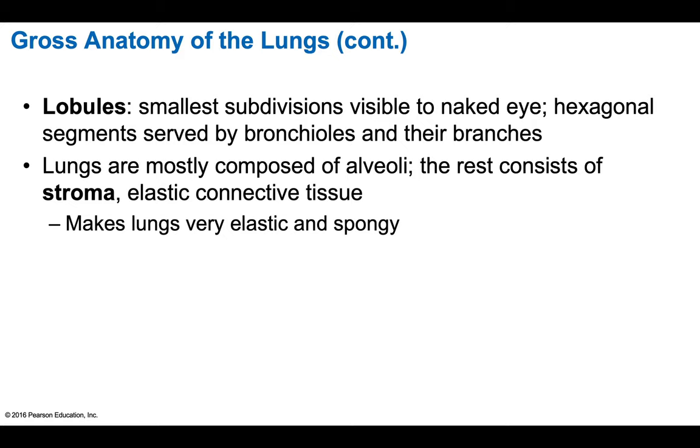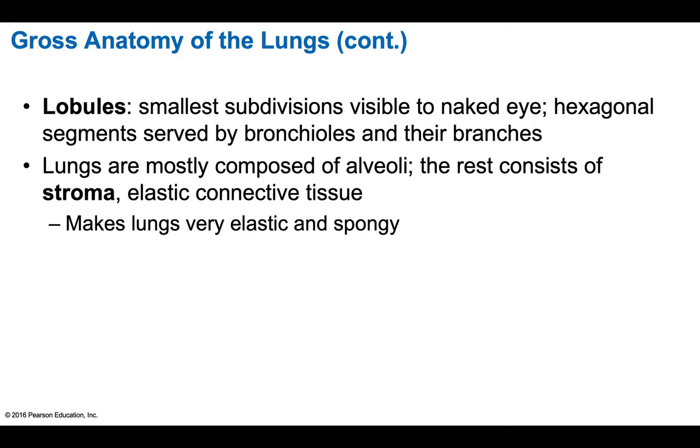Lobules appear at the lung surface as hexagon-shaped structures, and they range in size from about the size of a pencil eraser to nearly 20 millimeters, which is about the size of a penny. One large bronchiole and its branches serve each lobule. When you look at the lobules of urbanites and smokers, the connective tissue that separates the individual lobules can be seen blackened with carbon.